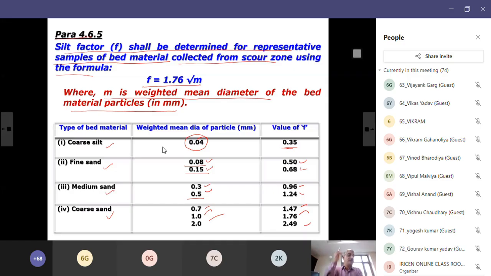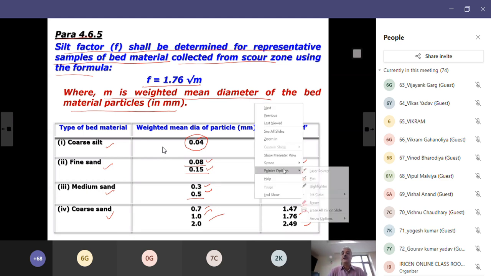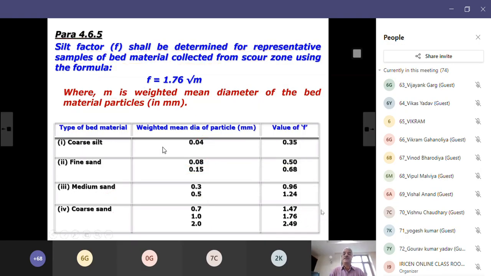So either you can use this table and whatever size is fitting in, or you can calculate the actual M, and then using this formula you can find out the silt factor. Then, using this silt factor, you use Lacey's cover depth formula and you determine the cover depth.